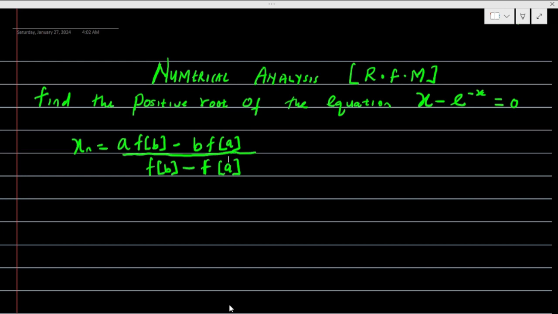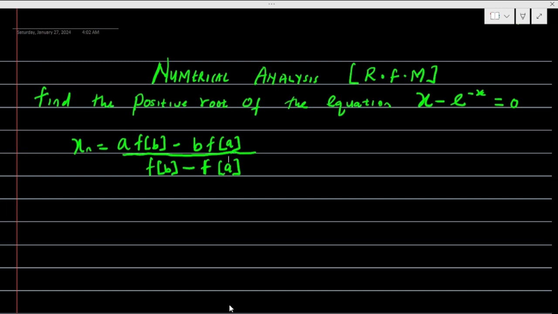We know that under numerical analysis, these two concepts we have talked about are among the numerical methods we have. We still have the Newton-Raphson method, we still have the iteration method, and so on and so forth. But today we are going to be using the regula falsi method. What is the regula falsi method telling us?